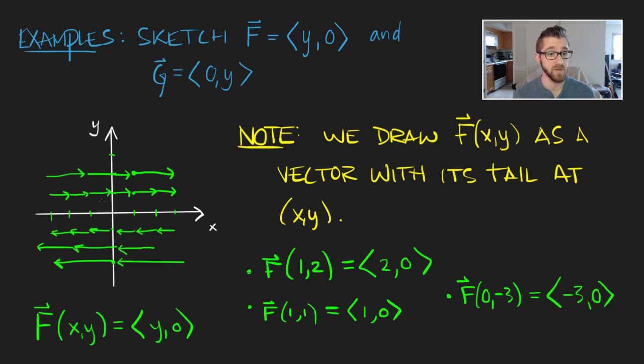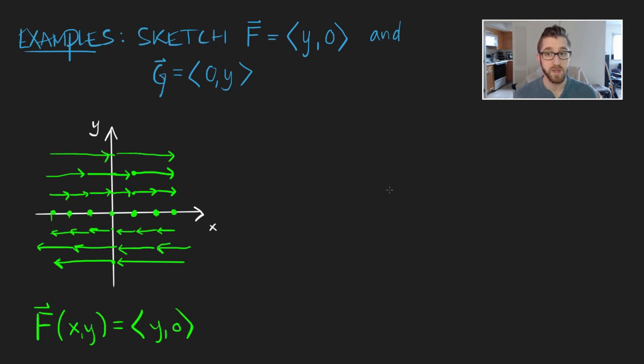The point isn't to draw every vector perfectly, but instead to show what the pattern is. The last thing I'll point out for this example is that if y is equal to 0, for instance, if we're looking at the vector f of 1, 0, well, that is the vector 0, 0. And we draw the 0 vector just as a dot, so we'll have those at all of our grid points along the x-axis.